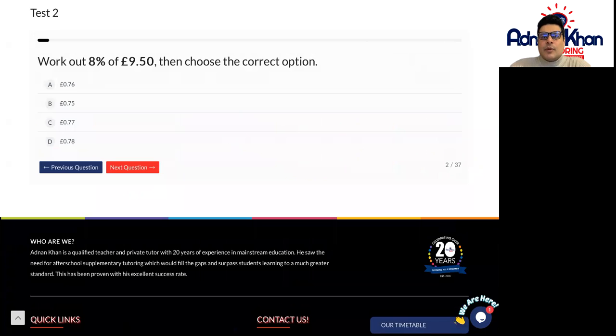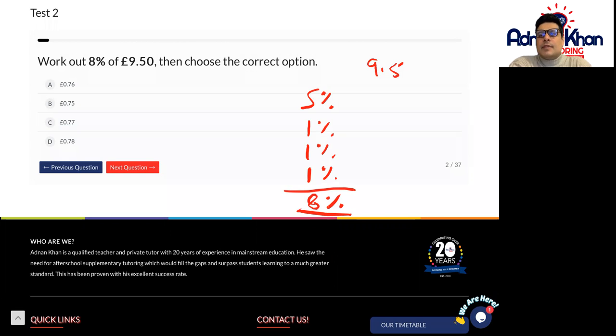Okay, so you've got various questions. The next question is work out 8% of £9.50. So let's just do this last one together. So 8% of £9.50. So we know that in total, let's work out 5%, 1%, 1%, and 1% individually. That will then give us 8% altogether, okay, of £9.50.